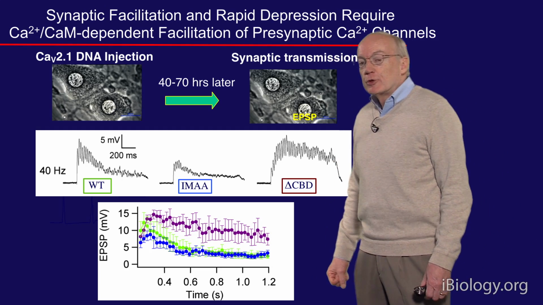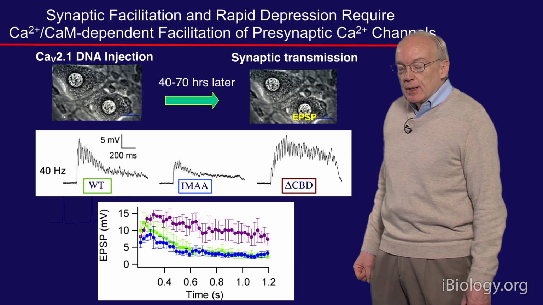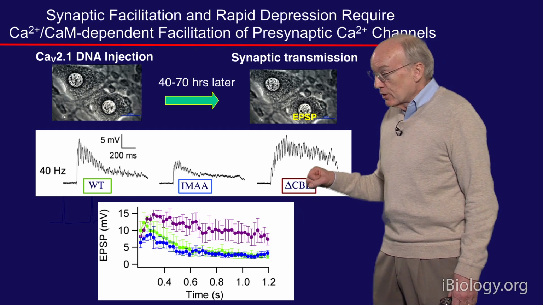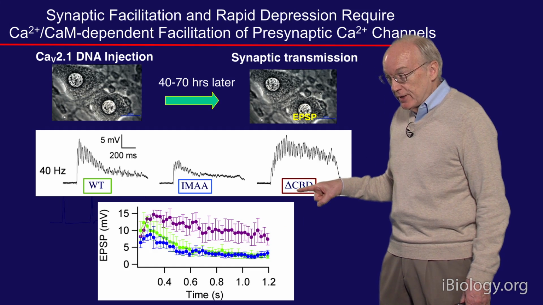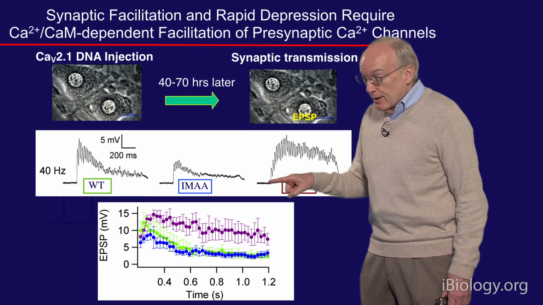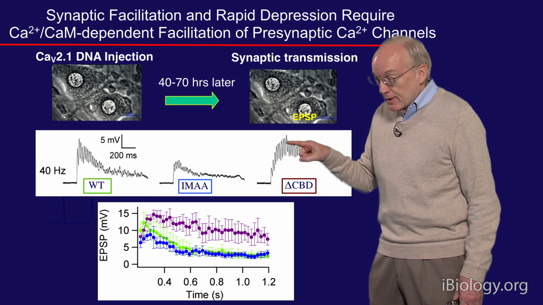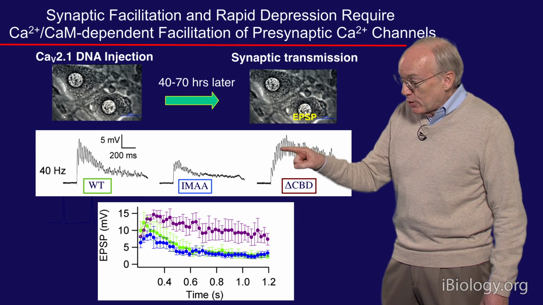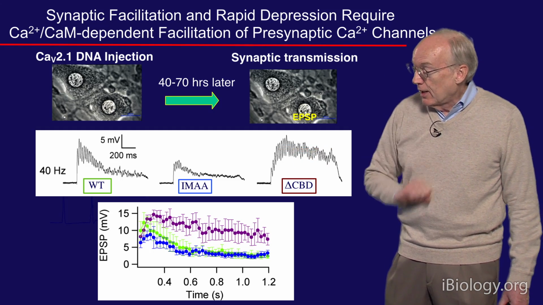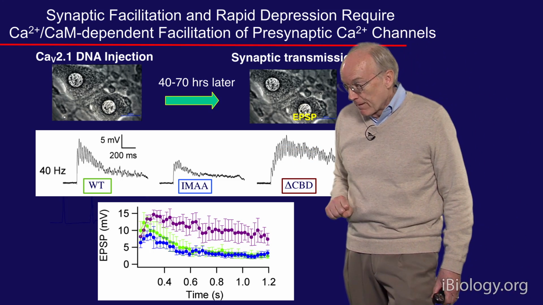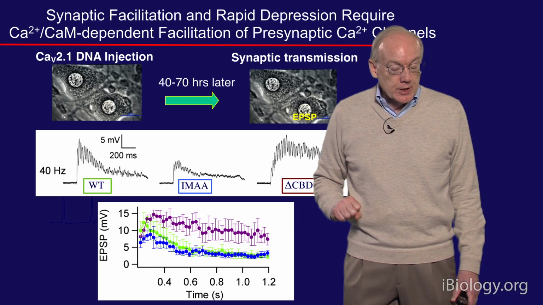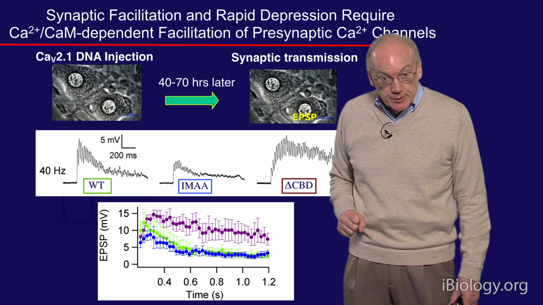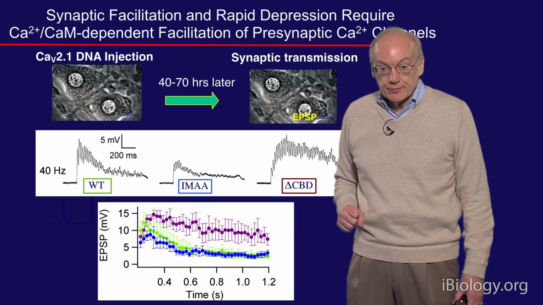On the other hand, if we introduce a calcium channel that has a mutation which blocks its calcium-dependent inactivation, a mutation called delta CBD here, we see plenty of facilitation, but the depression process is much increased. The size of the postsynaptic response is sustained through time much better. So synaptic depression, at least the rapid phase of synaptic depression, depends on calcium-dependent inactivation of calcium channels.